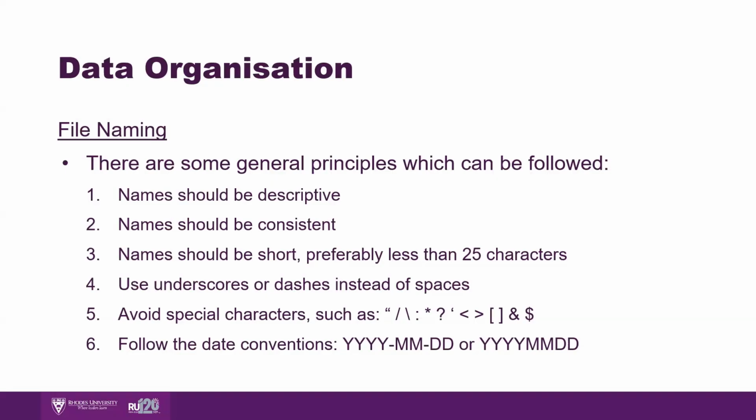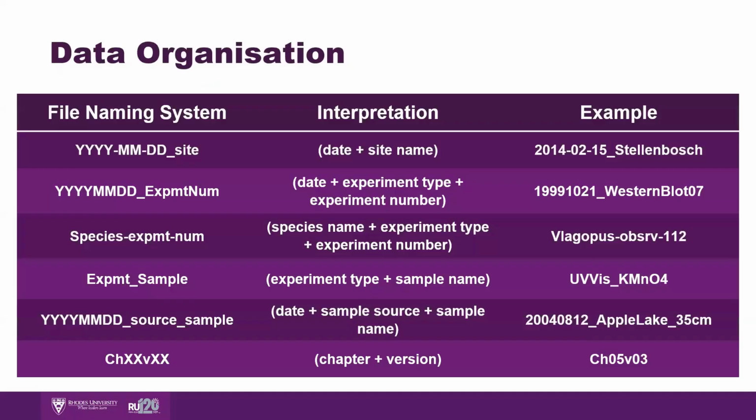They should have underscores or dashes instead of spaces, because the idea is that they will be read by machines and not just humans. And they should avoid certain characters, like special characters that you see there. To a certain degree, you may have seen that when you try to create files in Microsoft Word, you are prevented from using these kind of special characters in some cases. And then they can follow date conventions, as what you see over there. So the next slide shows you an example of this.